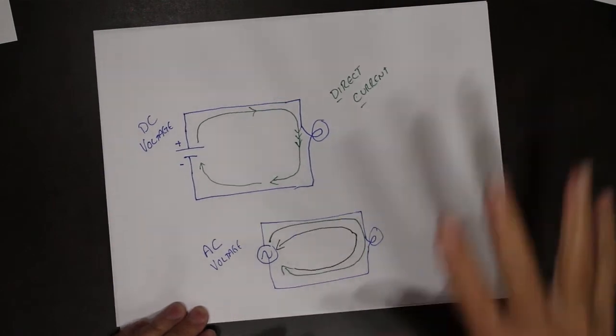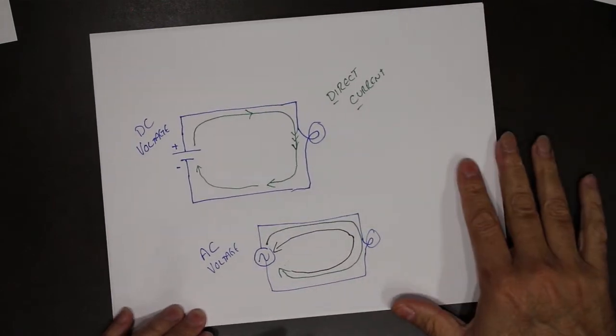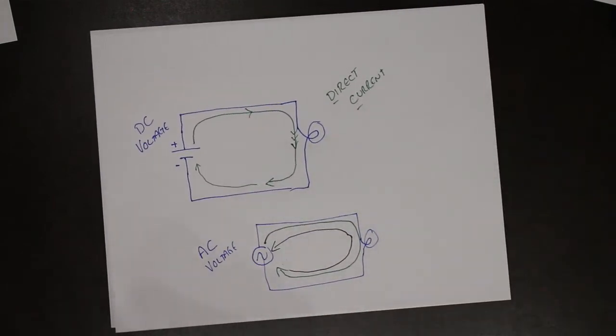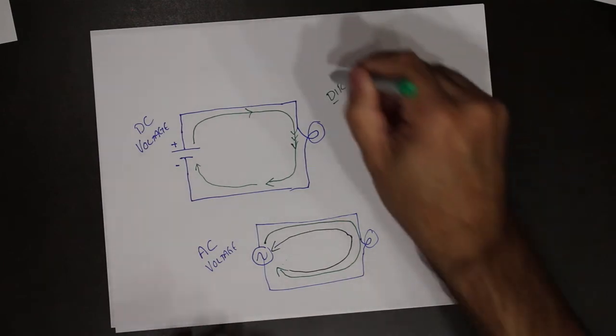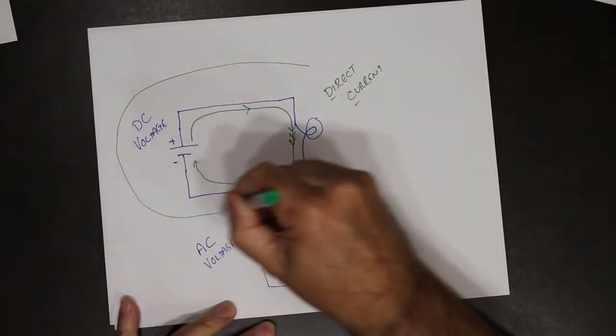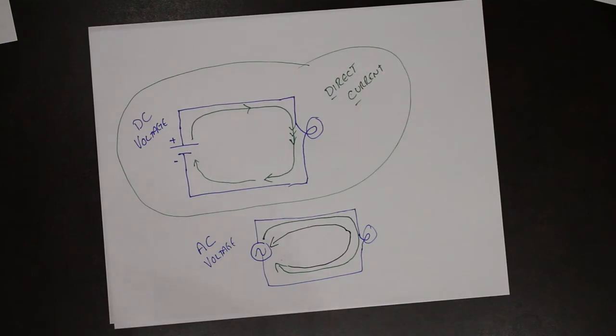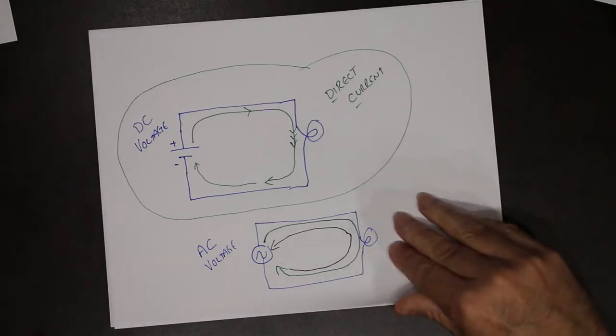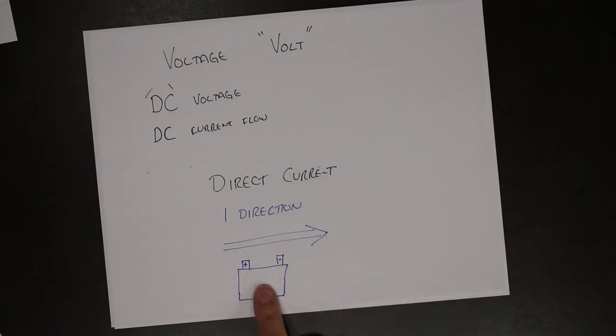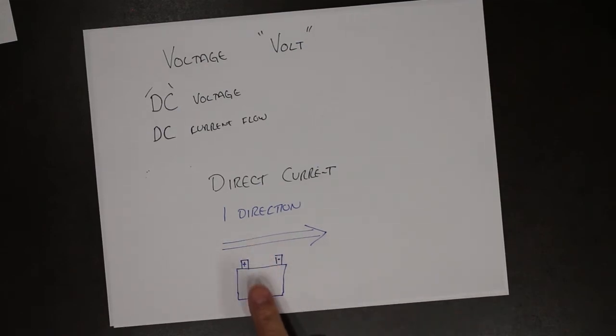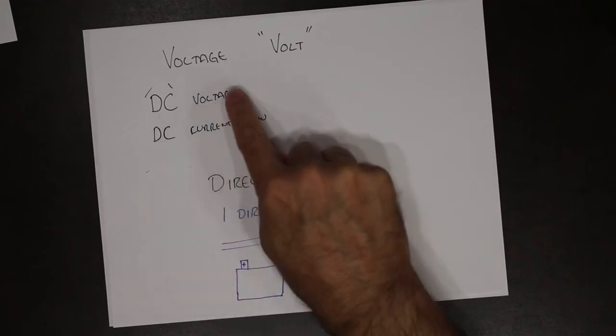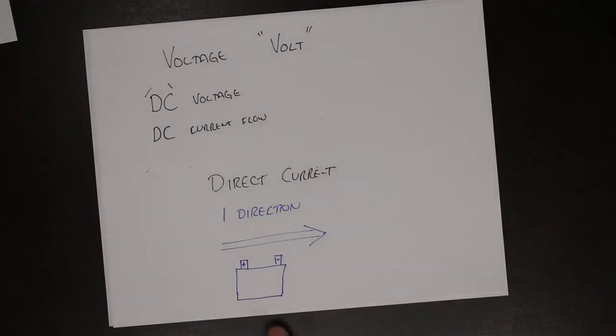So the focus of this course, Tech 101, is based on direct current. So, in our case, a battery supplying direct current. The battery is a DC voltage that's providing the energy to get the electricity to flow.